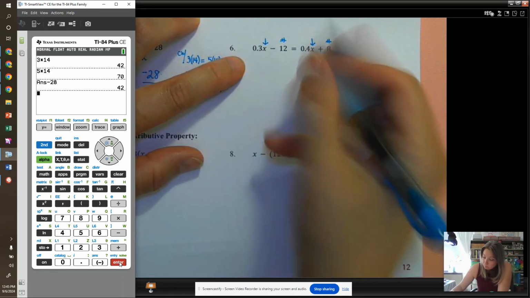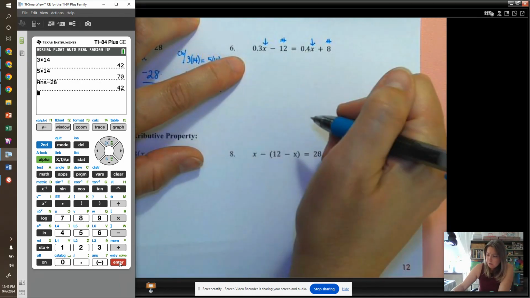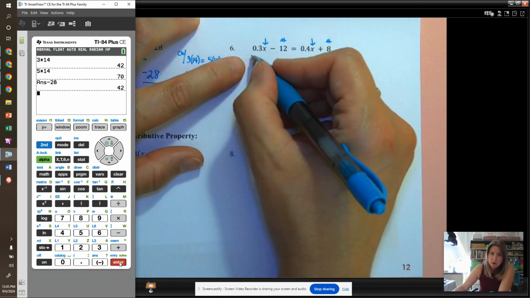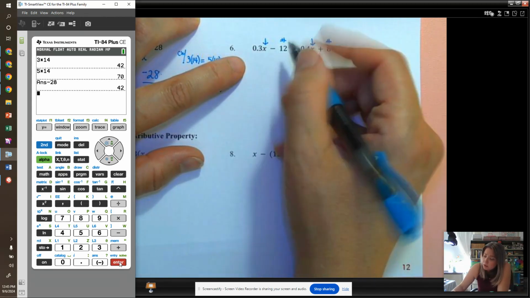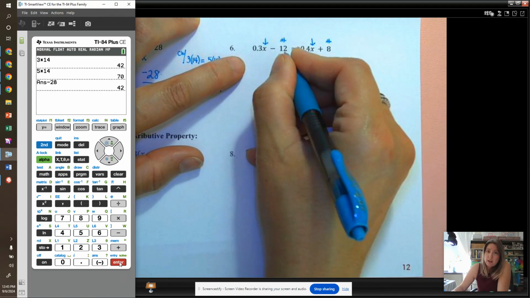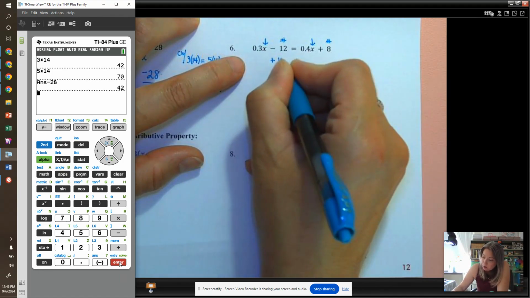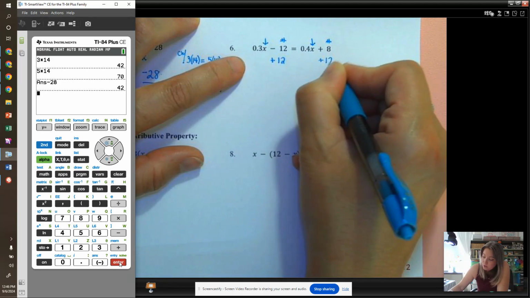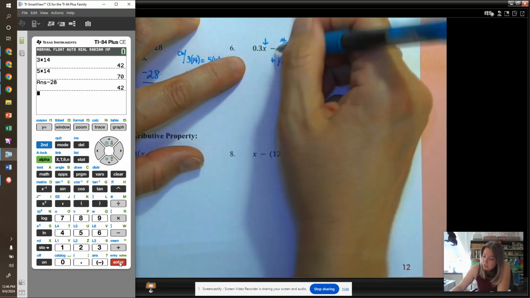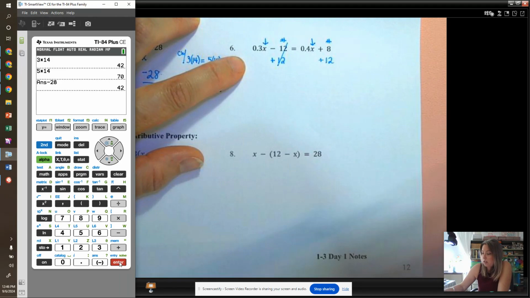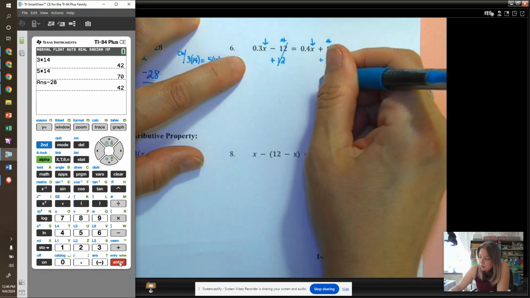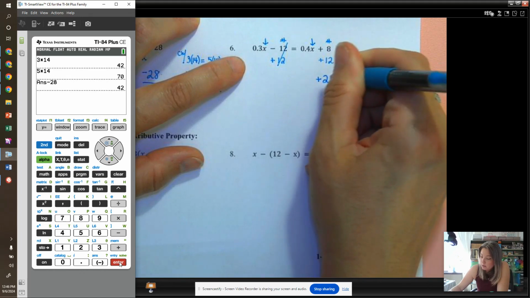So I'm going to move my numbers over here to the right. I'm going to move my variables to the left just out of habit. The inverse of a negative 12 is a positive 12, and that's where I'm going to go with this. I'm going to add 12 to both sides of the equal sign. Canceling out that negative 12, it's now over here, and I get a positive 20 here.